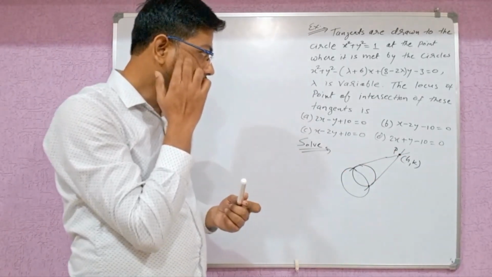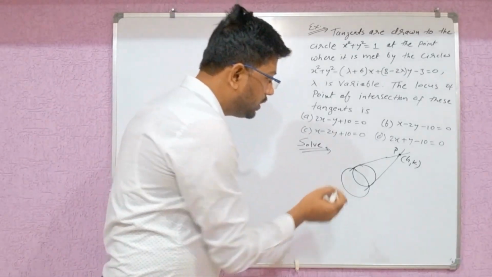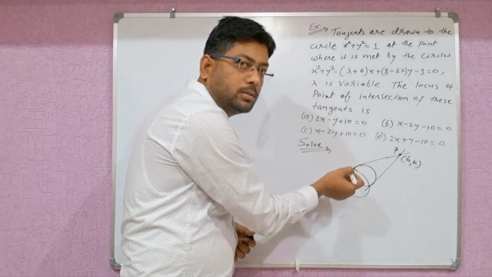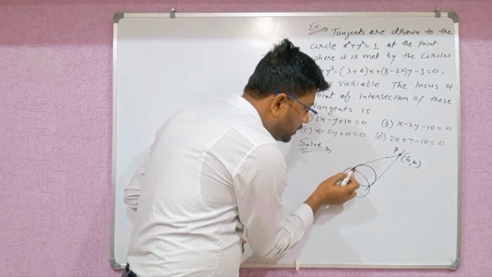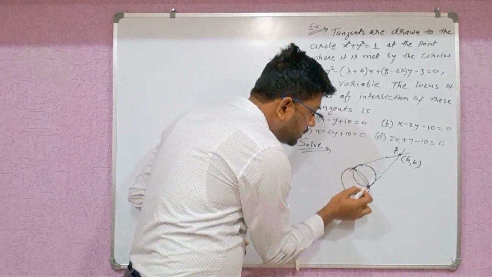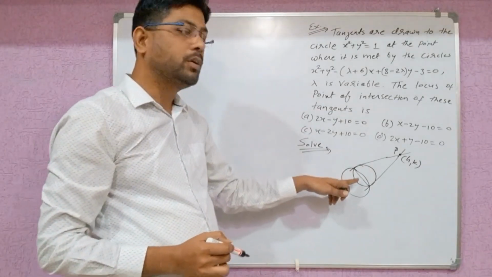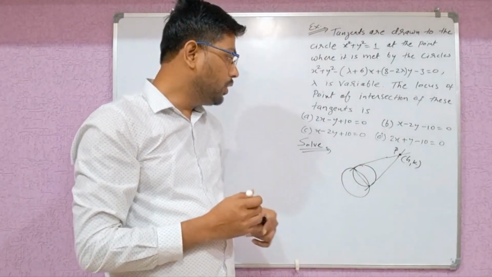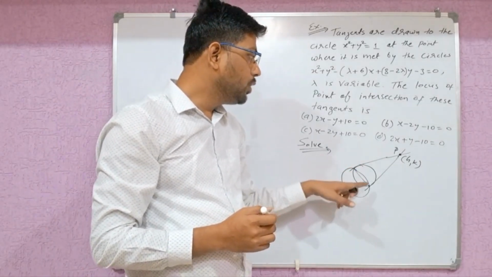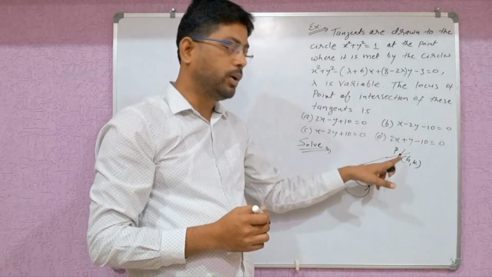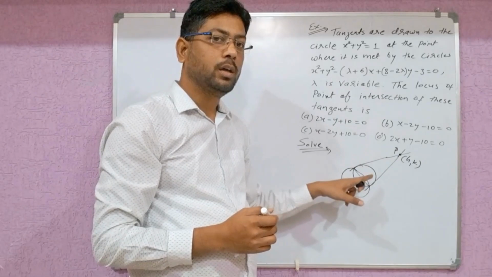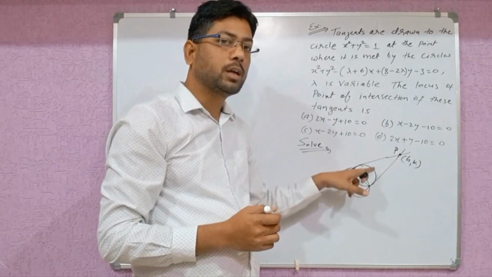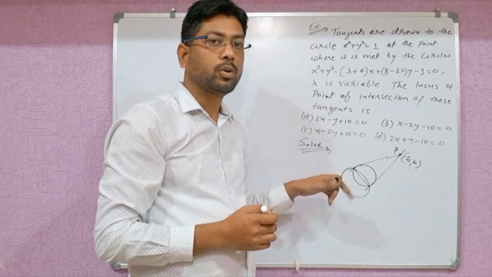See here, these two circles are intersecting. If I join these intersection points, this will be the common chord of these two circles. Also, this will be the chord of contact for this point corresponding to this circle. So this is the chord of contact for this point corresponding to this circle, and this is also the common chord of these two circles.